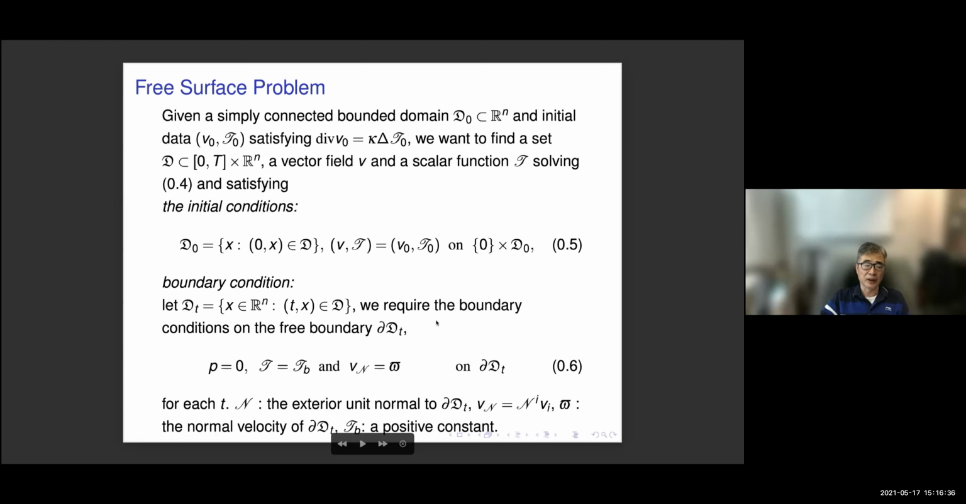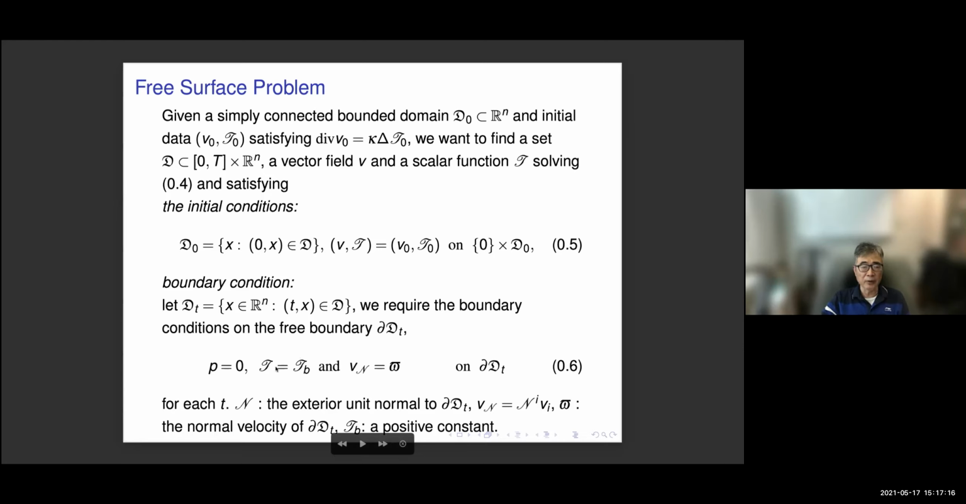Boundary condition, that means as before, the boundary is moving with the fluid on the boundary. The pressure is 0. Actually, the pressure is any constant, because if you add any constant to the pressure, it doesn't change the equation and the problem. On the boundary, the temperature is a positive constant. Of course, there is another boundary condition for T, but we consider that a kind of Robin boundary condition.